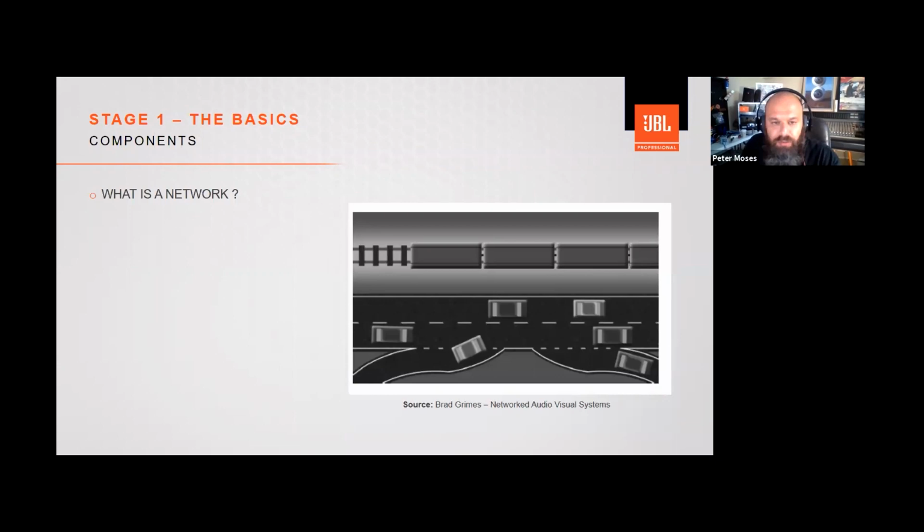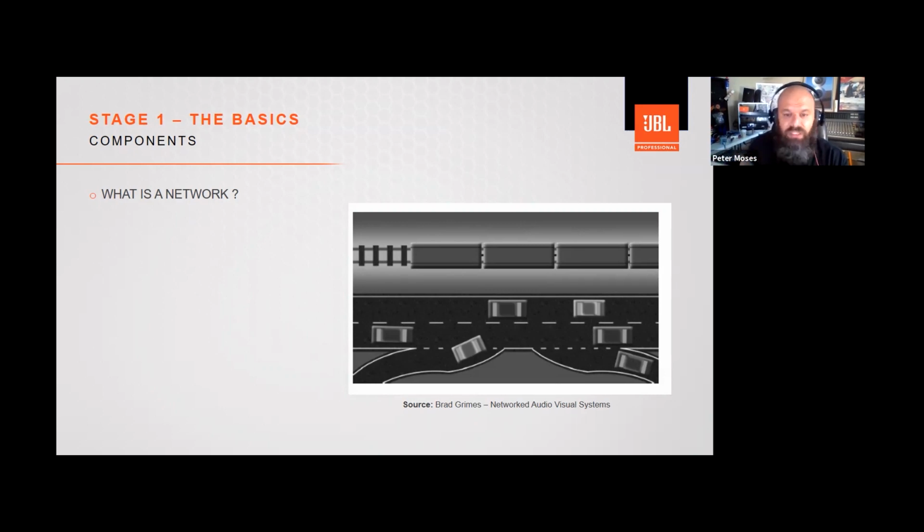As we move forward, as shown by Brad Grimes in his Networked Audiovisual Systems publication, a network is very similar to a freeway or a highway. A number of lanes with cars traveling on them. Those cars are data. Those lanes can be network switches themselves, or indeed the cables taking the data to the network switch. Running concurrently, parallel to the highway, may be a train line or an airport. Again, different methods of transport, but all transporting the same thing, data.